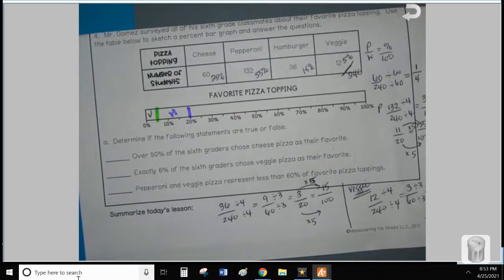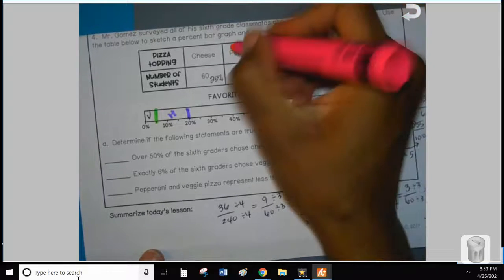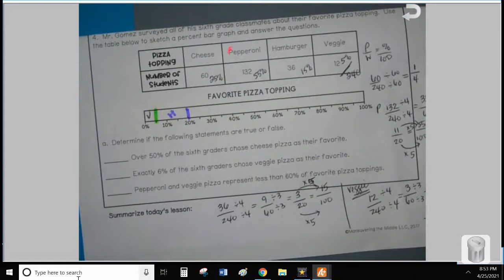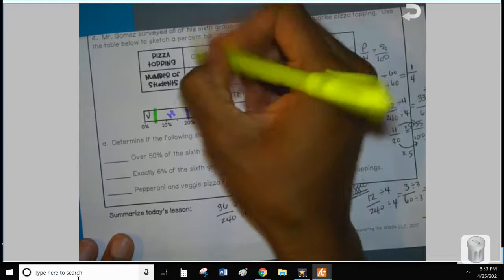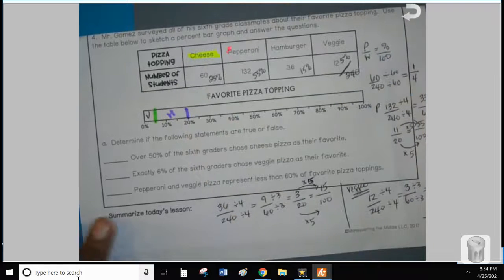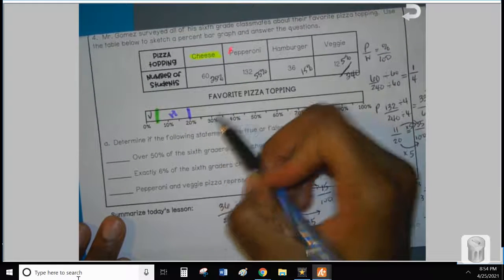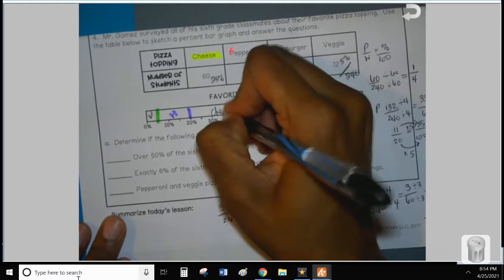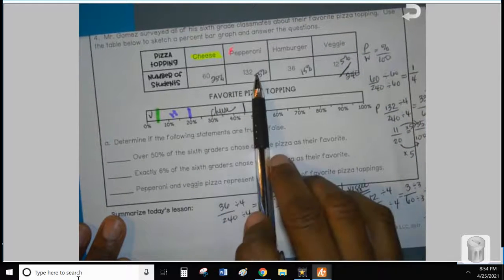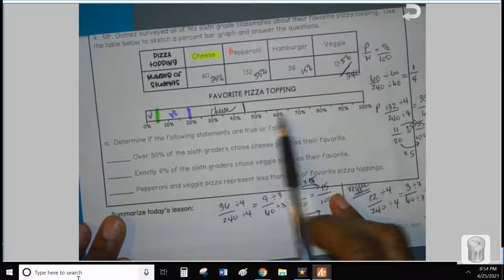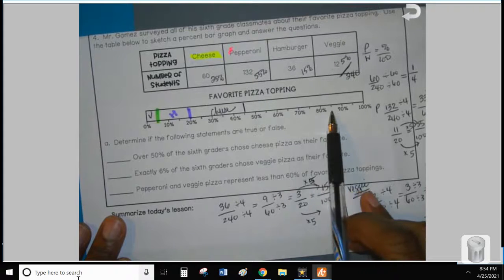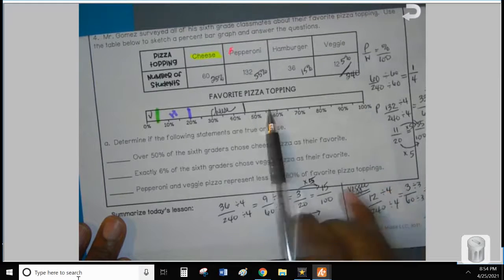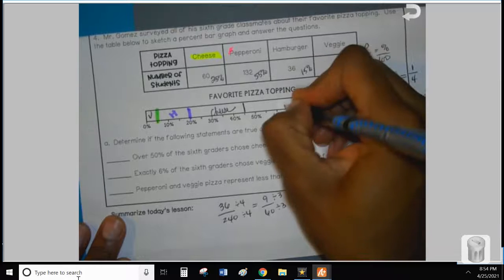Then after that, I have pepperoni, which is going to be my pink. Pepperoni is, nope, I'm going to do cheese. Sorry, y'all. Cheese is 25%. So again, I'm going to count by 5s. 5, 10, 15, 20, 25. This will represent the cheese. And then I should have pepperoni left. 5, 10, 15, 20, 25, 30, 35, 40, 45, 50, 55. So all that is left will be pepperoni.